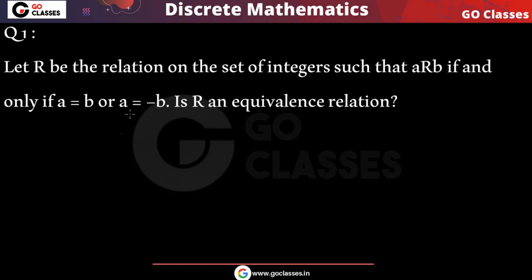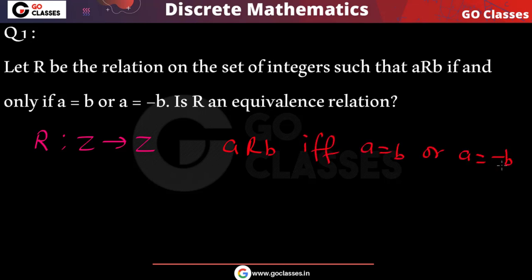Let's see this example. Let R be a relation on the set of integers such that A is related to B if and only if A is equal to B or A is equal to minus B. Is this an equivalence relation? You can pause the video and think about it. So relation R is basically from integers to integers, because you are defining the relation R on the set of integers. The question is saying that A is related to B if and only if A is equal to B or A is equal to minus B.